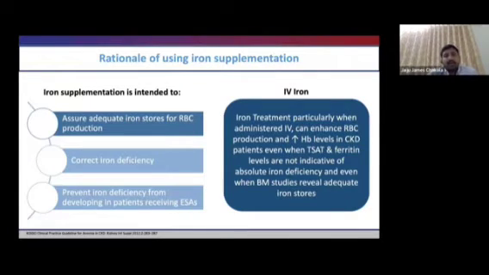IV iron treatment can enhance RBC production and increase hemoglobin levels in CKD patients, even when the TSAT and ferritin levels are not indicative of absolute iron deficiency, and even when bone marrow studies reveal adequate iron stores. So IV supplementation is basically intended to increase RBC production, correct the functional iron deficiency, and prevent iron deficiency from developing in patients receiving erythropoietin supplementation.